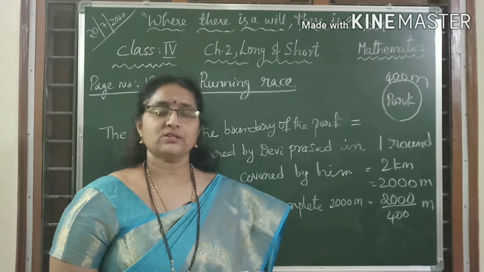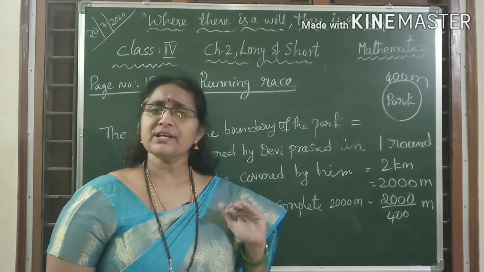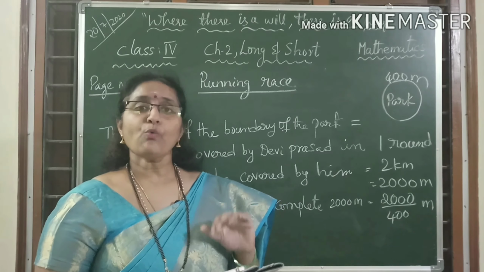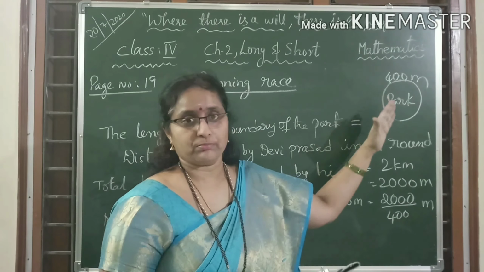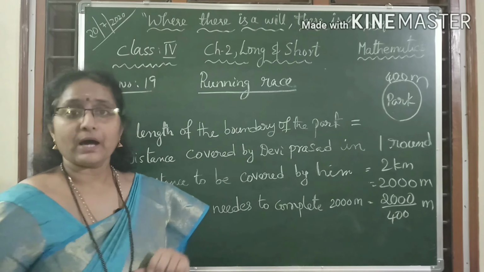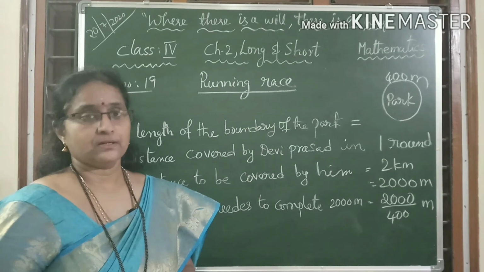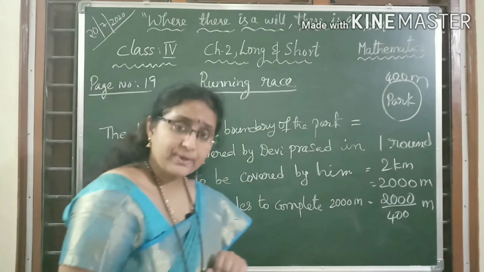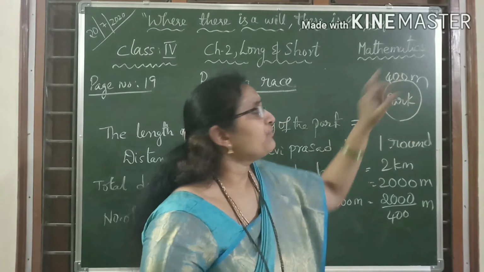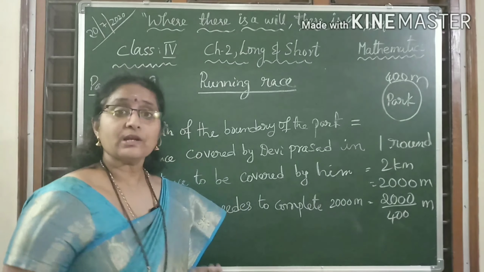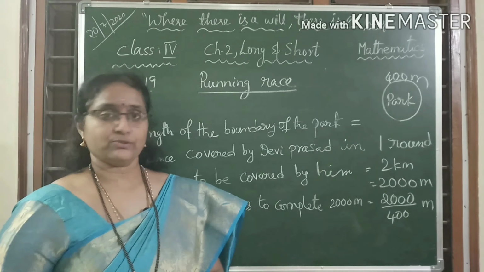But Devi Prasad got a problem. The field is very far from his home. So what did he do? He chose a park which is near his home. But the boundary of the park is 400 meters. But Devi Prasad needs to run daily 2 kilometers. 2 kilometers means what? 2000 meters he has to run. But the boundary of the park, the length of the park, is how much? Only 400 meters. So how many rounds does he have to take? That we have to calculate.